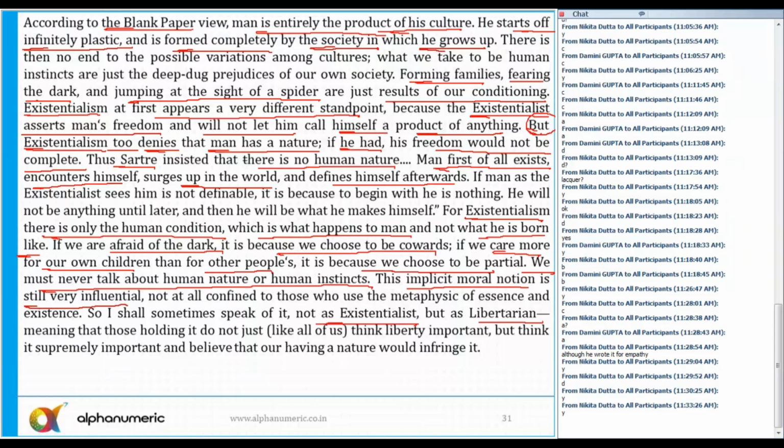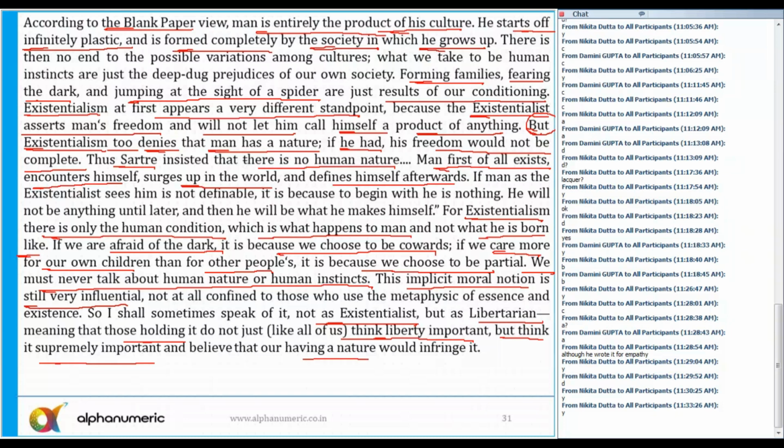but as a libertarian. So who's a libertarian? A libertarian is somebody who holds that liberty is important. Okay, it is not just important. Liberty is supremely important, and I believe that our having a nature will infringe it.